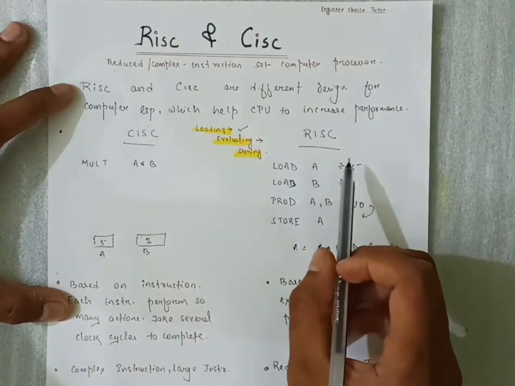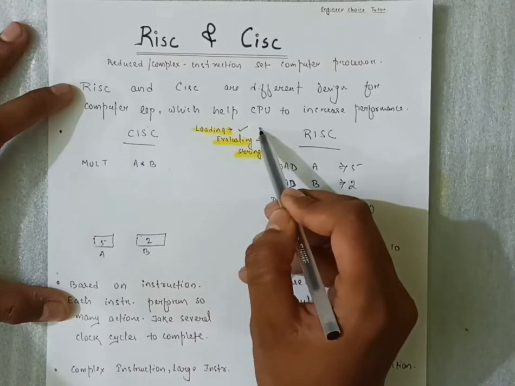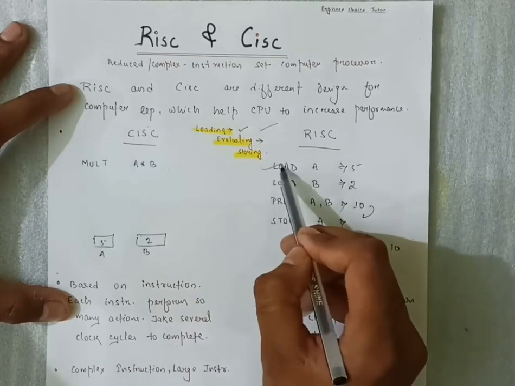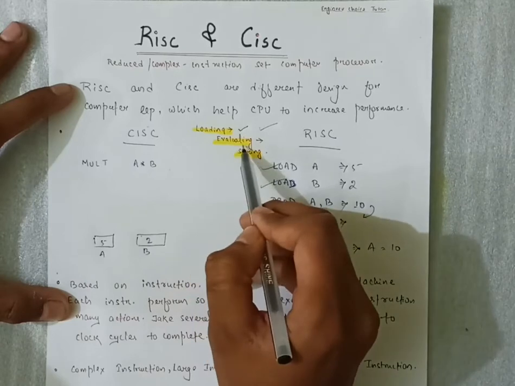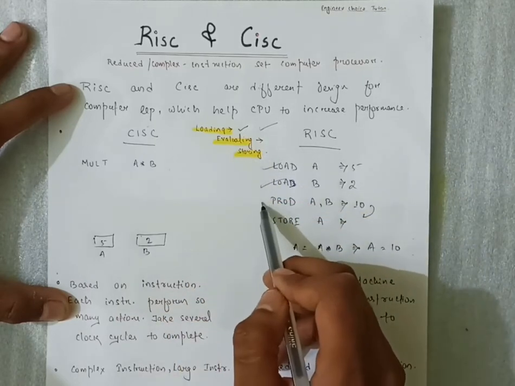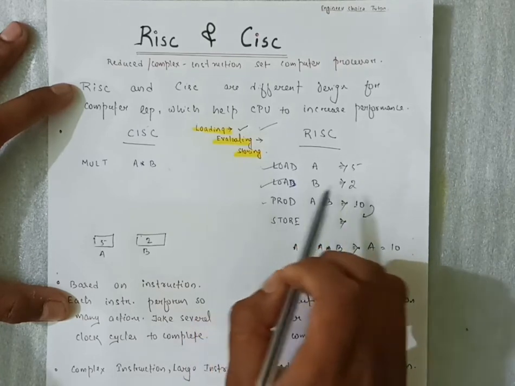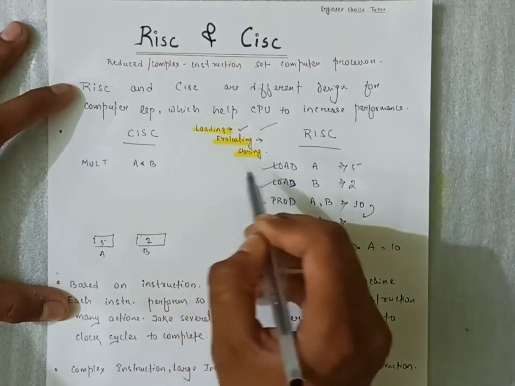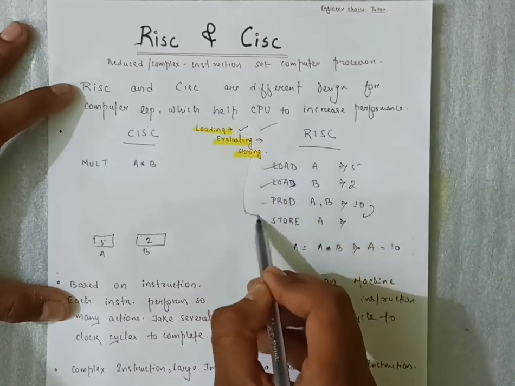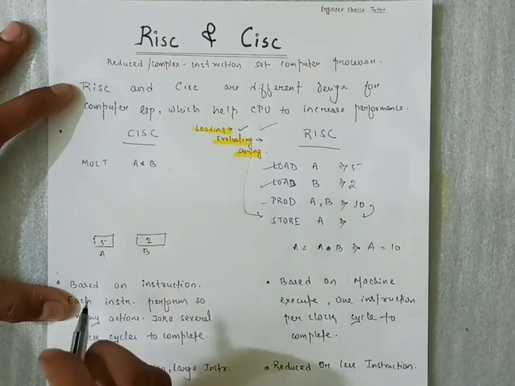So any processor involves only 3 processes, that is loading, means loading the value of A and B, evaluating, means finding product or multiplication, or we can say division, addition, anything it will be, and after that it will store the value, the output.